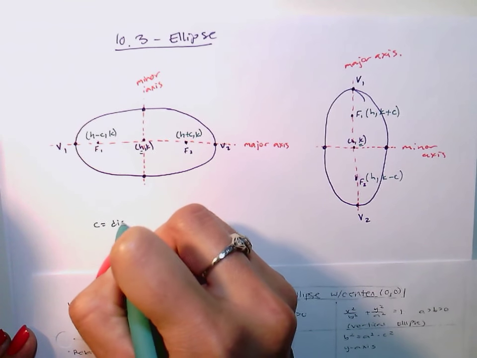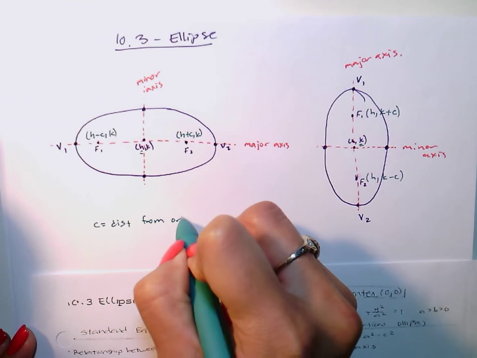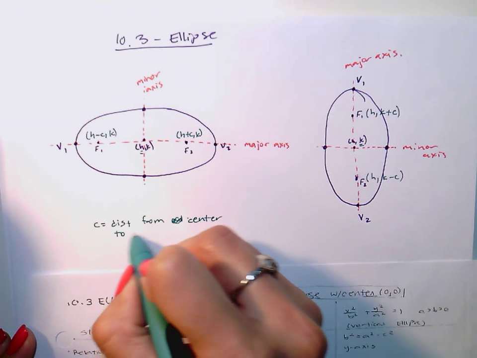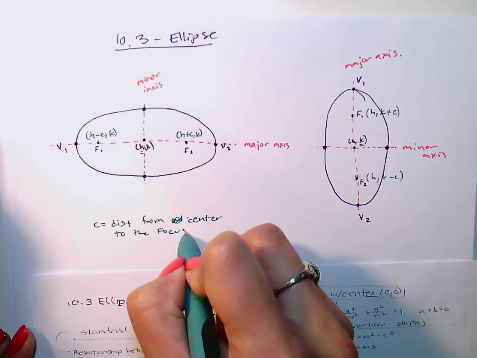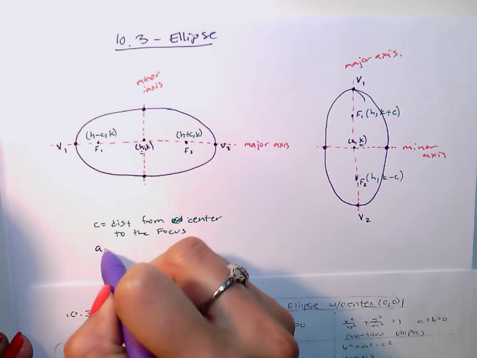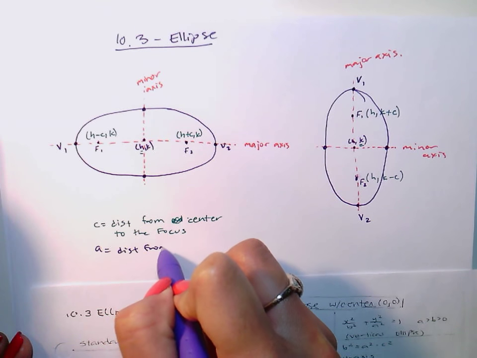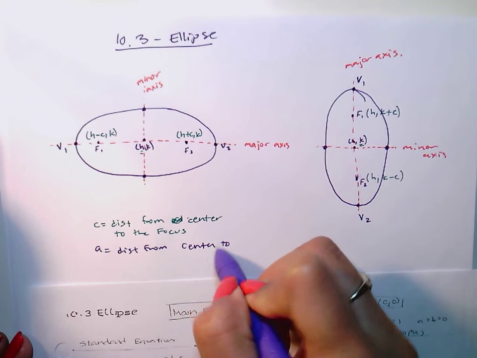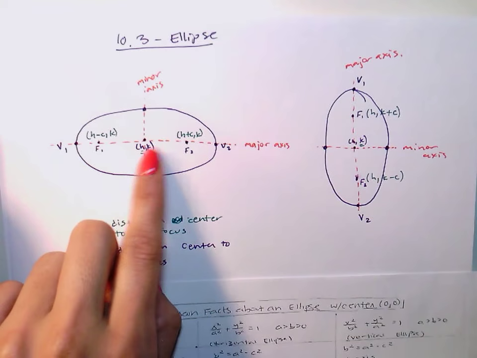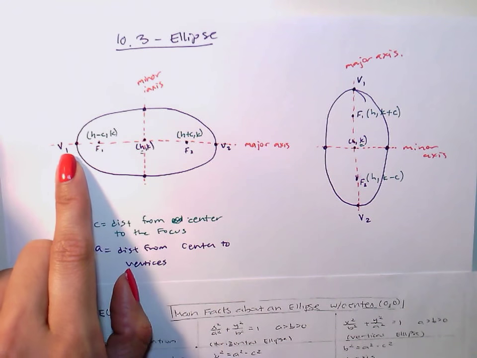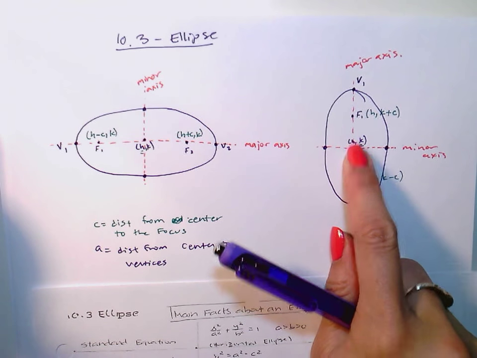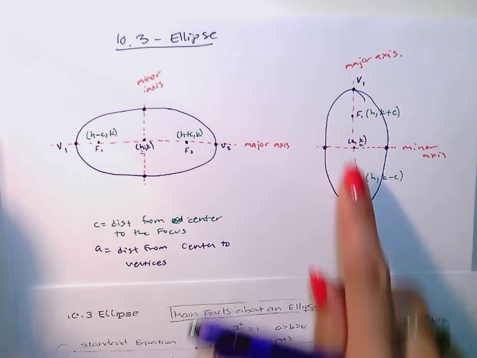C is a distance from the origin, or from the center. It's not always the origin. So from the center to the focus. It doesn't matter which one it is. And a is the distance from the center to the vertex, so the vertices. The distance from the center to this vertex is a, and the distance from this center to this vertex is equal to a. Same thing with the distance from this center to this vertex and from this center to that vertex.